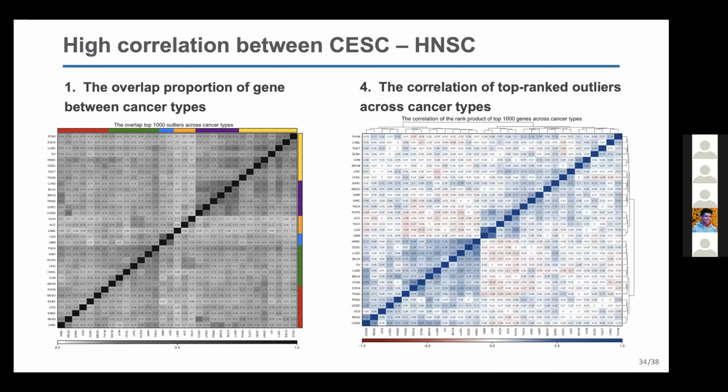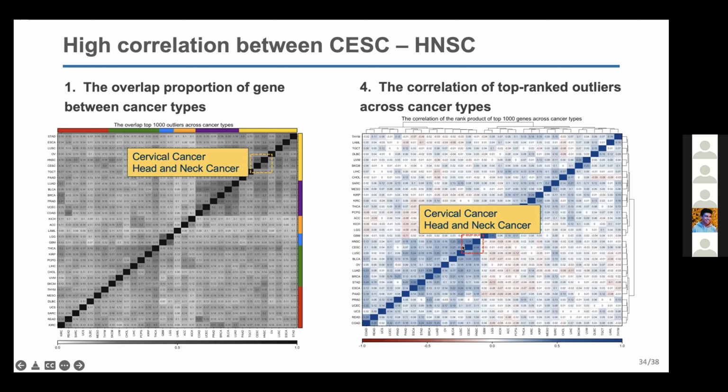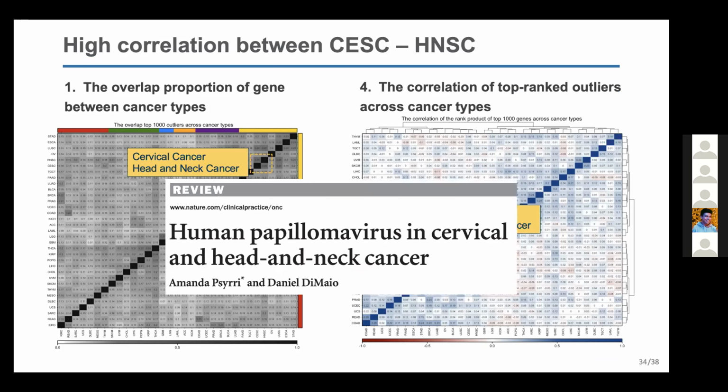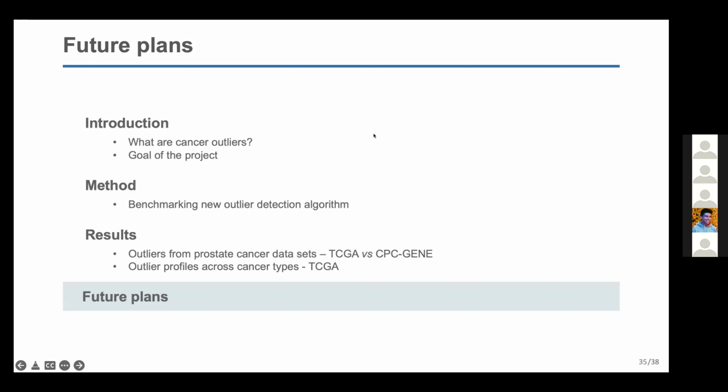Also, I want to show one last interesting thing I saw. I keep seeing that cervical cancer and head and neck cancers have a really high correlation and make a subgroup. And we know that human papillomavirus can cause both cervical and head and neck cancer. So I think those overlapped outliers might be related to the human papillomavirus, and it could be an interesting study. So this is all the data I have so far and want to show today.